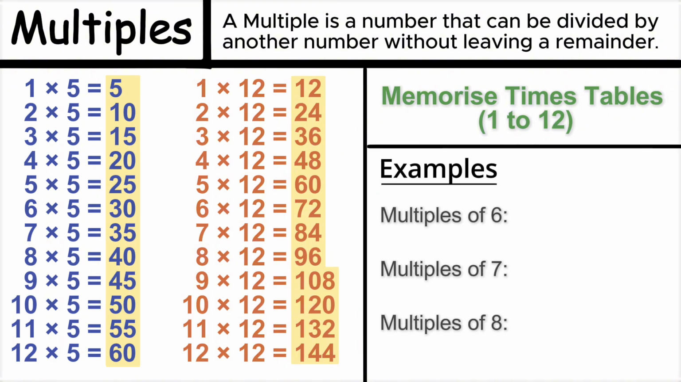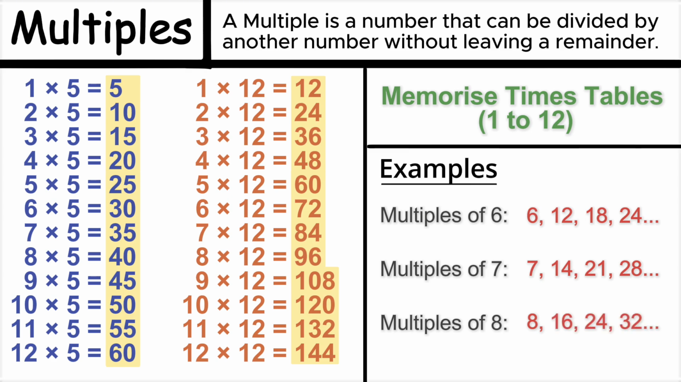Here are a few examples. The multiples of 6 consist of 6, 12, 18, 24, etc. The multiples of 7 consist of 7, 14, 21, 28, etc. And the multiples of 8 consist of 8, 16, 24, 32, etc.